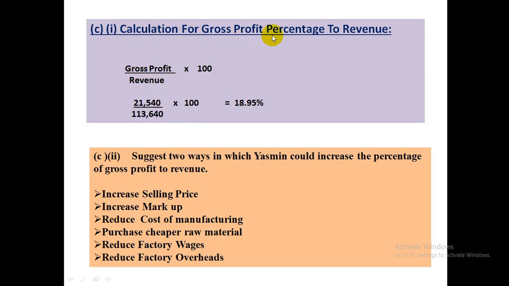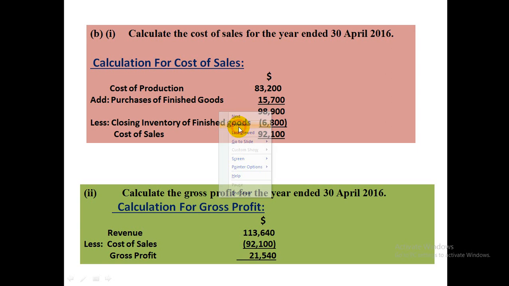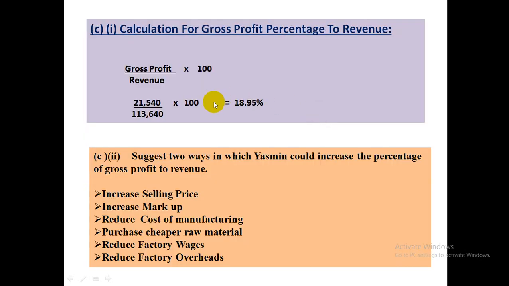Calculation for gross profit percentage to revenue. This is the formula for calculating gross profit percentage to revenue: gross profit divided by revenue multiplied by 100. The gross profit calculated by us here, 21,540, divided by revenue 113,640, multiplied by 100 will give us the percentage. This is how requirement C1 is done.